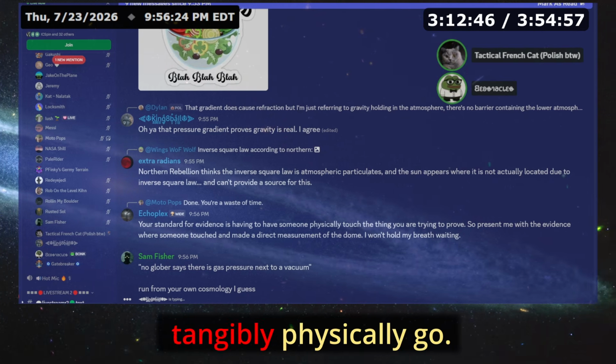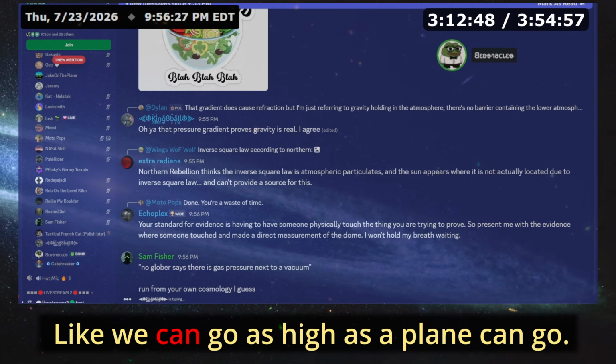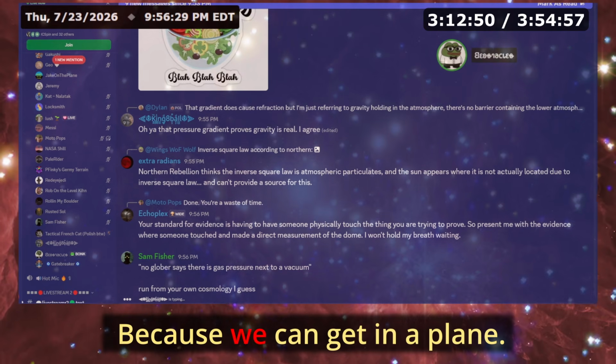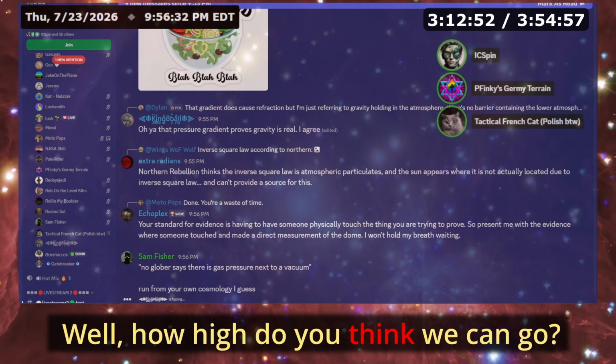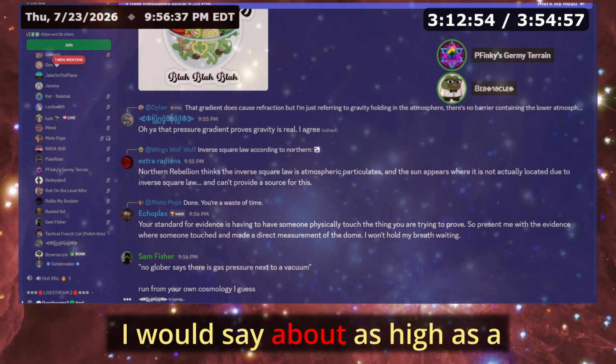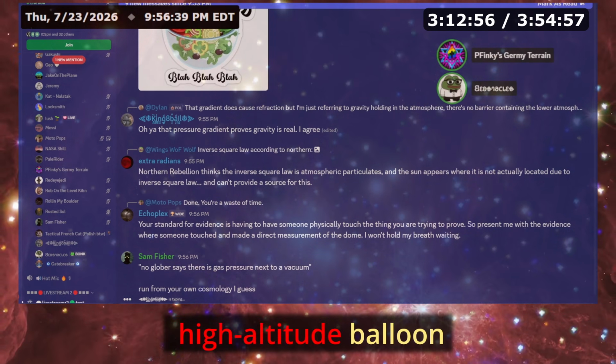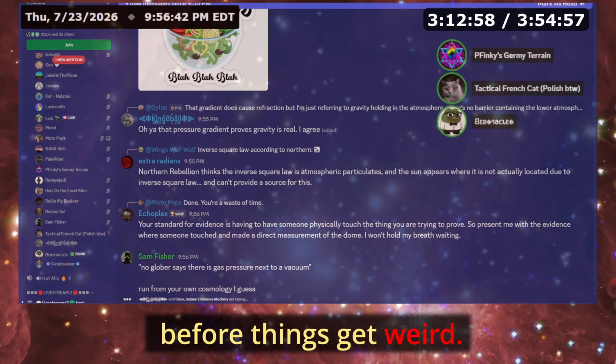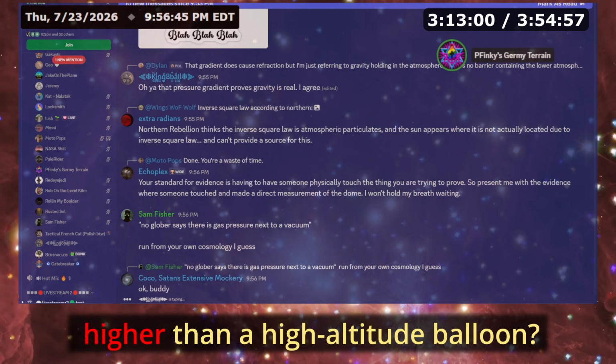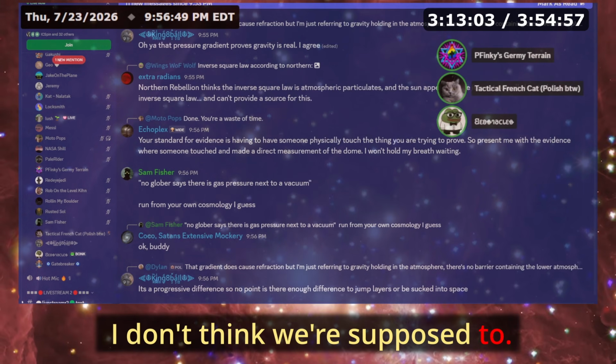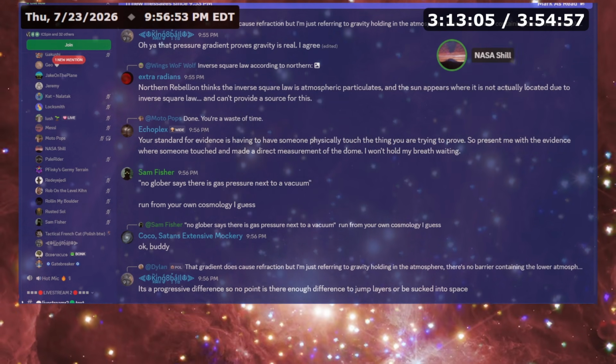Where we can actually, tangibly, physically go. Like, we can go as high as a plane can go. Why? Because we can get in a plane. Well, how high do you think we can go? I would say about as high as a high altitude balloon before things get weird. So you don't think humans could go any higher than a high altitude balloon? I don't think we're supposed to. We have those things called rockets. Not supposed to.